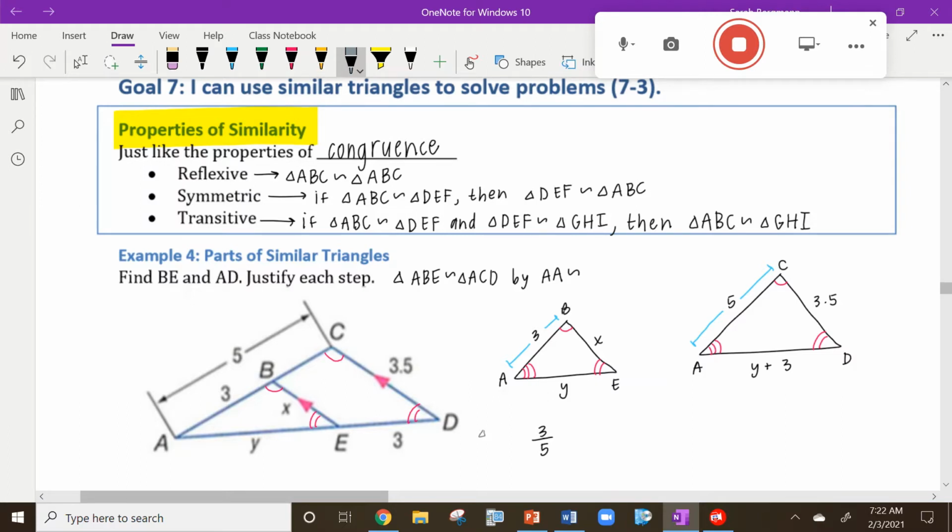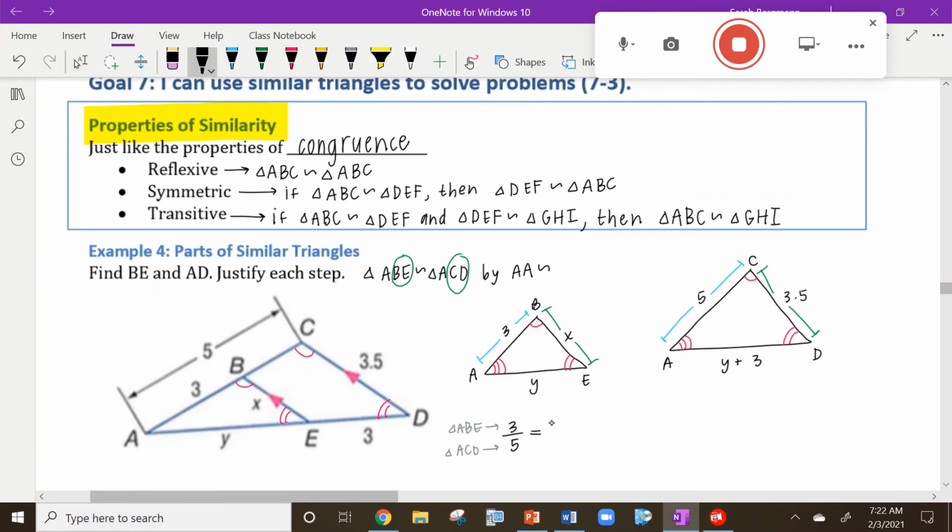So what I'm going to do is put triangle ABE in the numerator, triangle ACD in the denominator, and I'll need to be consistent on that. Next, look for the side that has x, that is BE. I know that BE corresponds to CD. So I can set this equal to x over 3.5. Now to justify this, I can say the sides of similar triangles are proportional.